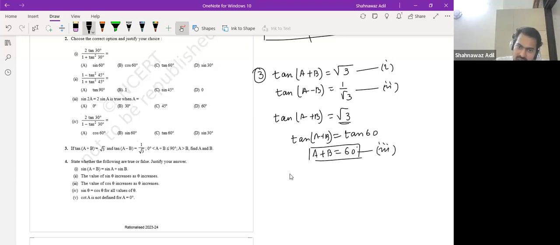And similarly, Shoaib, tan of A minus B is 1 by root 3. So what is this angle? For what angle of theta is tan theta 1 by root 3?